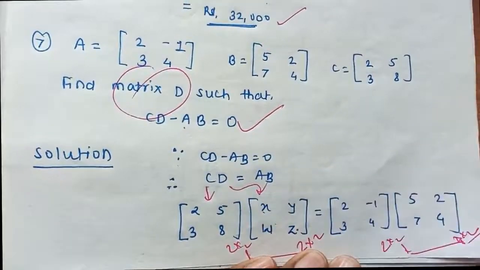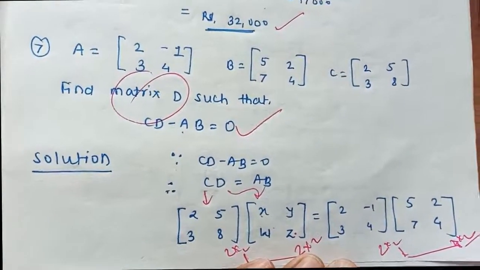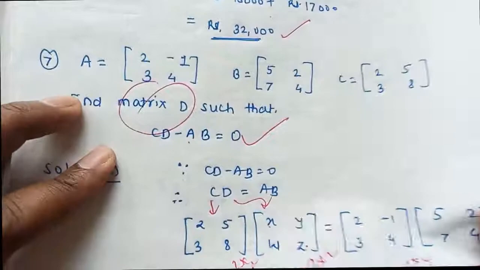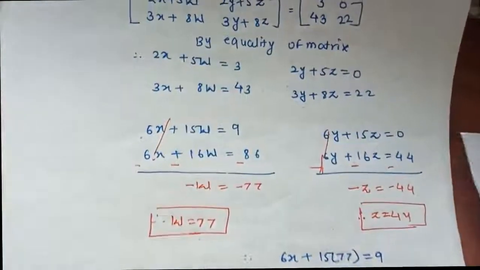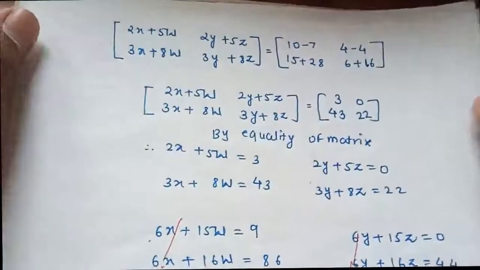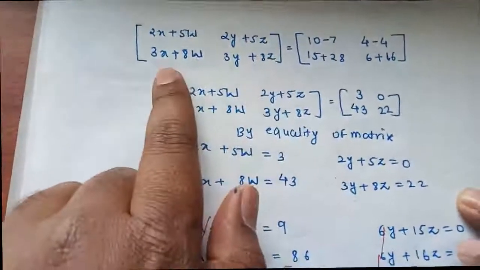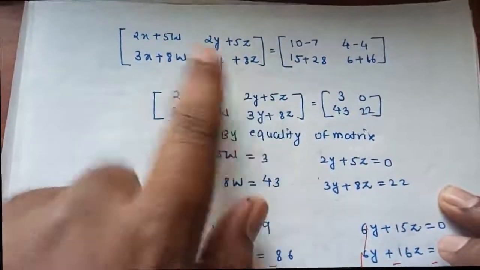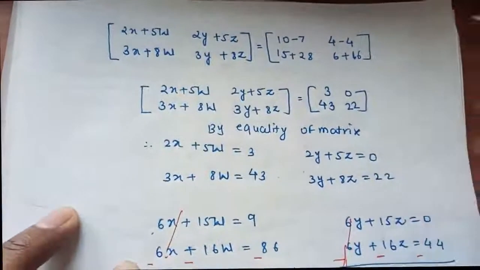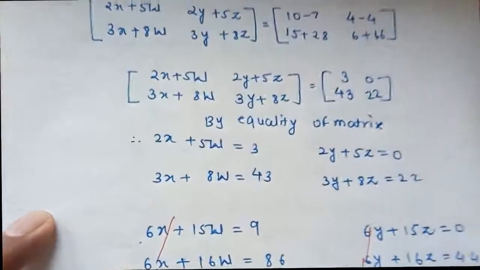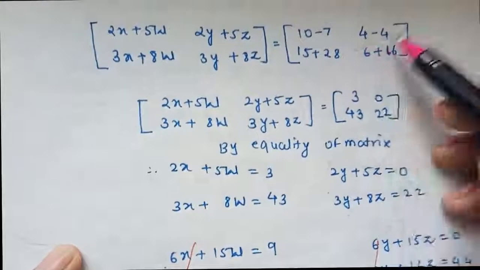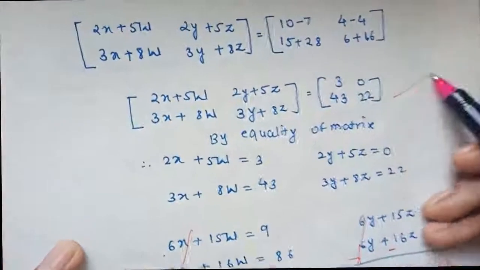So just we have to multiply. Similarly we have to multiply this. After multiplying, simply we'll get the matrix like this one. In this one we can have 2x plus 5w, 2y plus 5z, 3x plus 8w, 3y plus 8z. This is the matrix I got after multiplication. And similarly I multiplied the matrix which are present in the RHS, so I got these values. After simplifying I will get this.